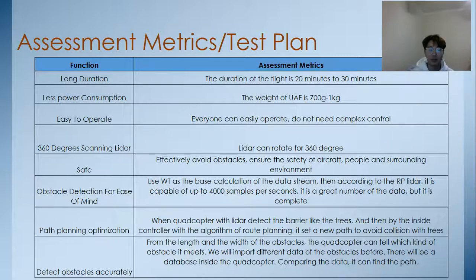The path planning optimization. When the quadcopter with LiDAR detects a barrier like a tree, then by the inside controller with the route planning algorithm, it sets a new path to avoid collision with the trees. The next one is detecting obstacles accurately, from the length and the width of the obstacles. The quadcopter can tell all kinds of obstacles it meets. We will import different data of obstacles beforehand. There will be a database inside the quadcopter. Comparing the data, it can find the path.